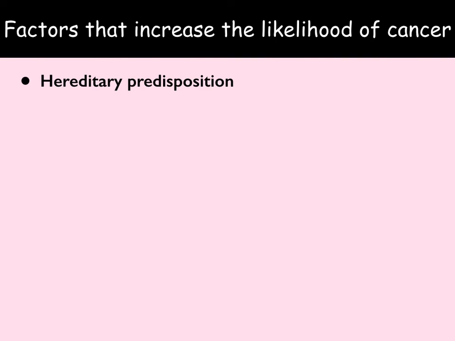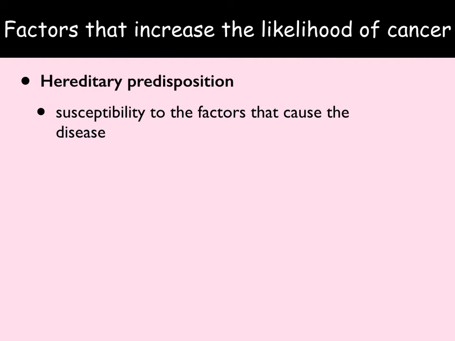Cancer tends to be more common in some families than others, indicating a genetic link. In most cases, it's not the disease that is inherited, but the susceptibility to the factors that cause the disease. So there are some forms of cancer that do appear to be caused by the inheritance of a faulty gene. For example, an error on chromosome 13 can be inherited, and this causes something called retinoblastoma, which causes blindness.